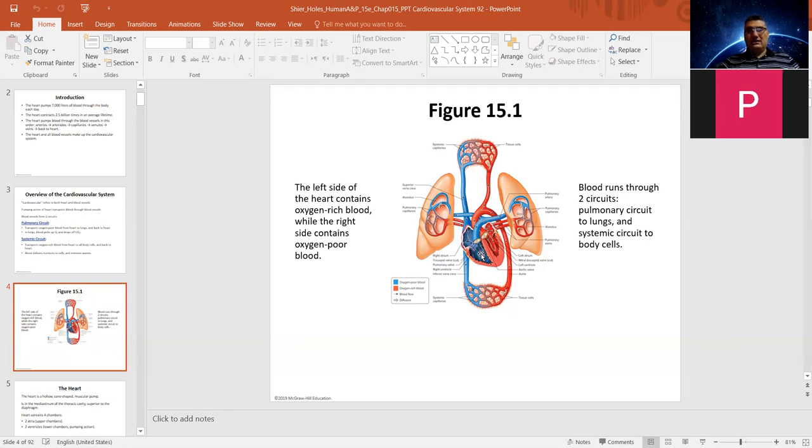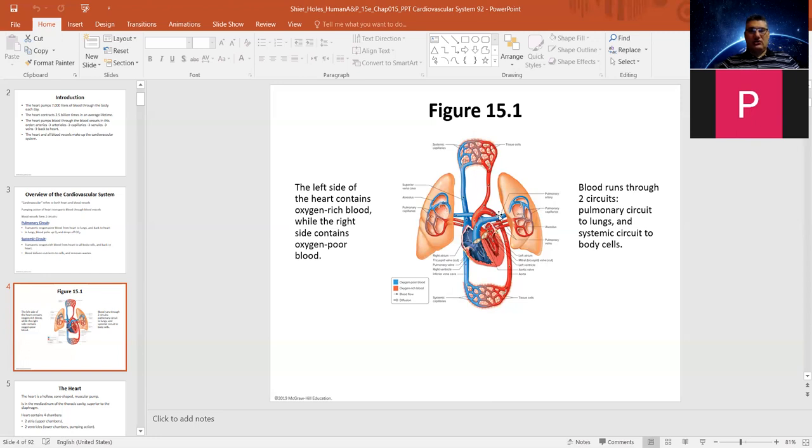So now the blood is in the right side of the heart, and we will start the first circuit. It will leave and go to the pulmonary trunk. Sometimes they call it the pulmonary artery, but pulmonary trunk is more accurate. In order to leave the right ventricle and go to the pulmonary trunk, there is another valve here that's called the pulmonary semilunar valve.